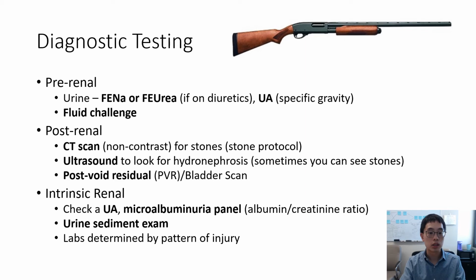For post-renal etiologies, usually we ask you guys to get ultrasounds or post-void residuals, but in certain situations, for example, you think maybe there's stones or some anatomical process, you can get a CT scan as well. And then for intrinsic renal etiologies, we check the UA, especially looking for hematuria and proteinuria for some glomerular etiologies. You can also get a microalbuminuria panel, which is essentially looking at the albumin to creatinine ratio. How much protein is the patient producing to see if they have some glomerular etiologies. We can look at the urine sediment exam as well, which I'll be showing you on the next slide. And the other labs help us determine some sort of pattern of injury that helps us to distinguish between the 4 different areas that can cause intrinsic renal damage.